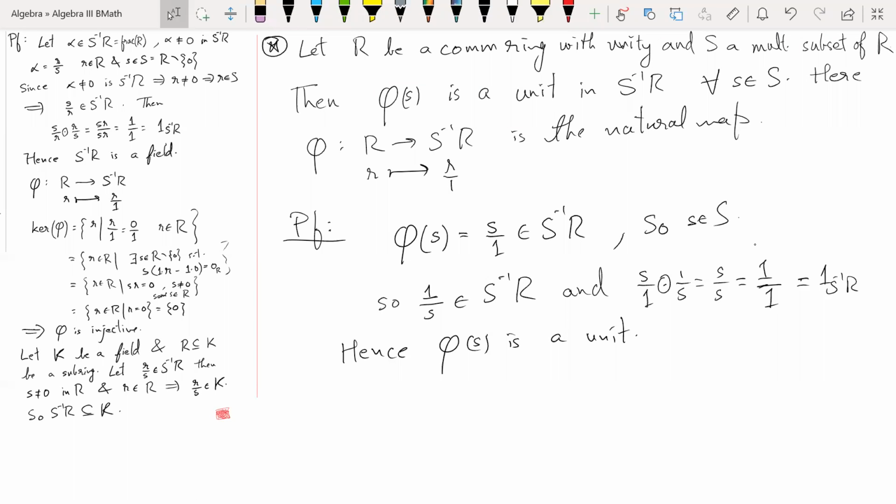Now of course, this will become a problem if S contains 0. If 0 belongs to S, then we are inverting 0, so something weird should happen. What can you say about S inverse R if S contains 0? You want 0 to become invertible, and we know only one ring in which 0 is invertible, and that is the 0 ring, the ring with one element.